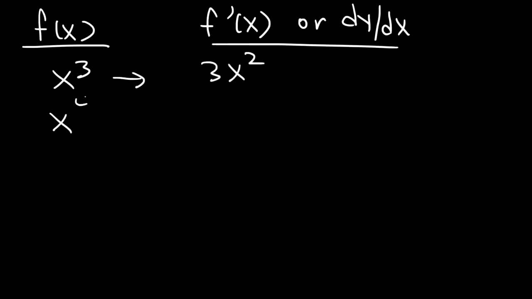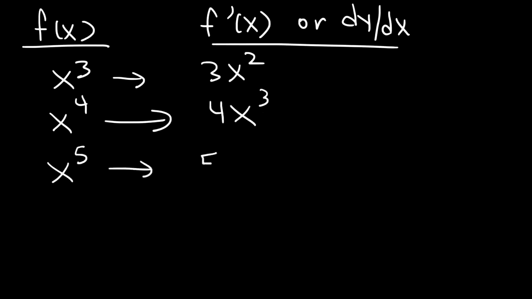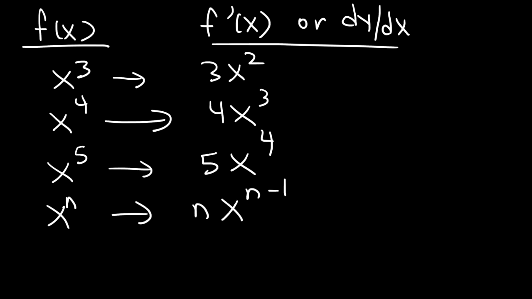If f of x is x to the fourth, the derivative is going to be 4x cubed. If it's x to the fifth, it's going to be 5x to the fourth. Do you see a pattern? So if it's x to the n, it's nx to the n minus 1. So knowing that, go ahead and find the derivative of these functions.